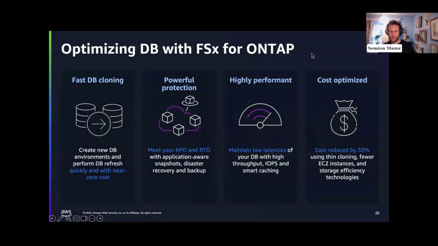Now, to summarize what we discussed so far, FSx for ONTAP can optimize your database operations on AWS. It provides fast database cloning, creating new environments, and performing DB refreshes quickly and at near zero cost. It provides powerful protection that can help you meet your RPO and RTO, recovery point objective and recovery time objective, with application-aware snapshots, disaster recovery, and backup. It also provides high performance to maintain low latency for your database with high IOPS, high throughput, and smart caching. And it helps you reduce the cost of the entire workload by roughly 50% with thin cloning, fewer EC2 instances, and storage efficiency technologies.